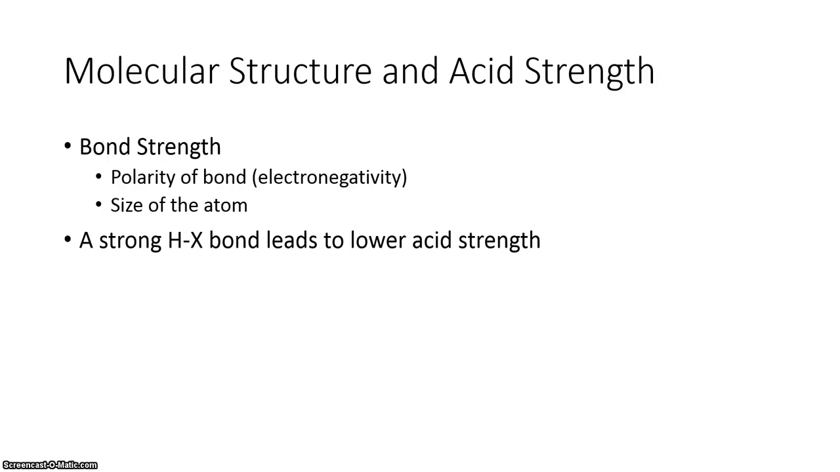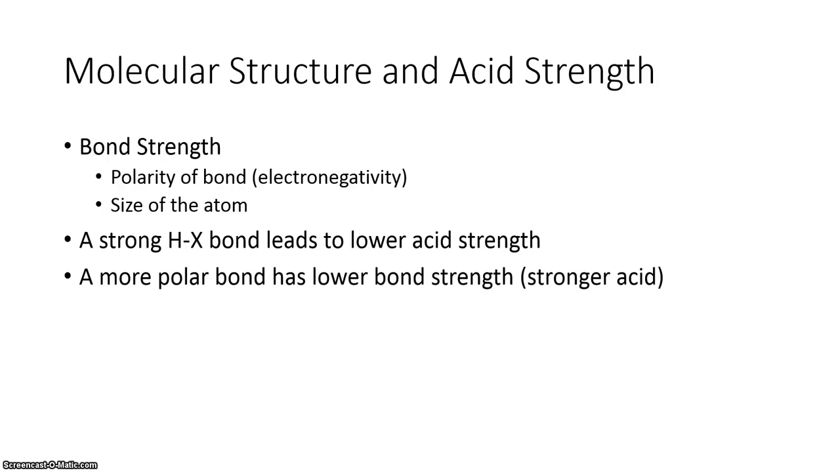A strong acid is signified by having complete dissociation of the hydrogen and whatever atom. So if we have a strong hydrogen-X atom bond, that lowers the acid strength. There's less proton generated in the reaction. One of the trends that we see then is that a more polar bond has a lower bond strength. So it's a weaker bond, and therefore that acid is stronger.